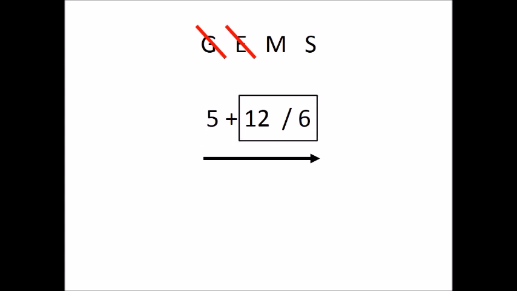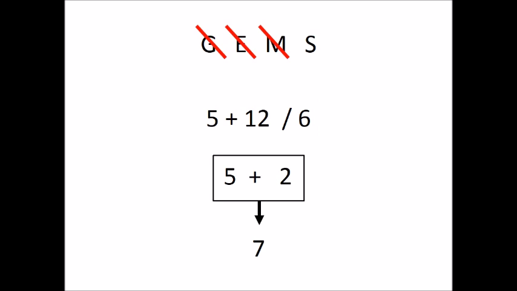12 divided by 6, we know from last time, is 2. It's going to stay exactly the same. So now that we're done with that multiplication, we cross it out, and we use subtraction and addition, which is 5 plus 2 is 7. So either way, we got the same answer.